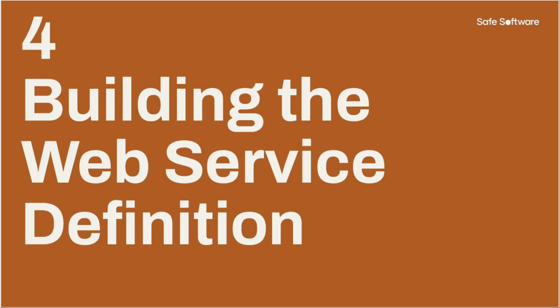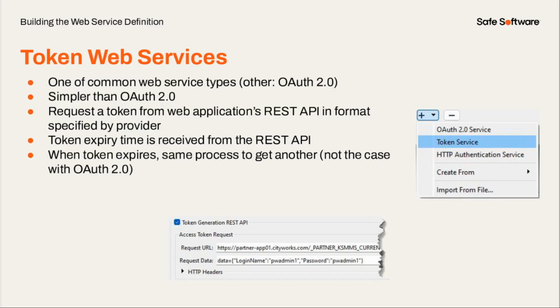So let's look at building a web service definition. We'll look at a token web service first. This is one of the common web service types. The other is OAuth 2. Token web services are more simple than OAuth 2. You simply request the token from the web application by going to the REST API URL in the format the vendor wants you to, and then they're going to send you back a token with an expiry time. And when that token expires, FME will go back to that URL and get another one.